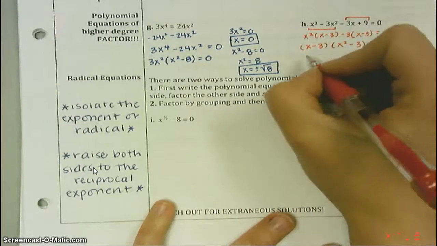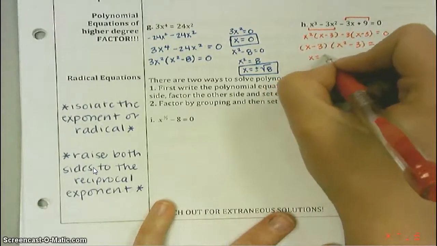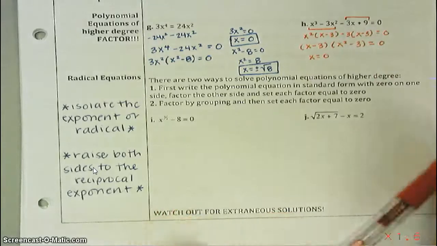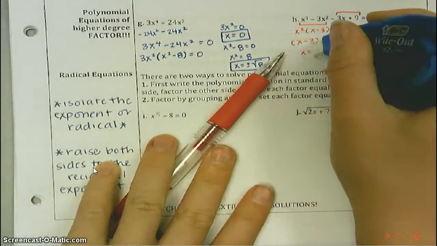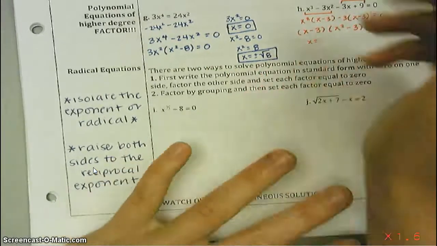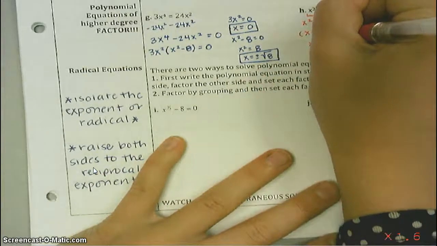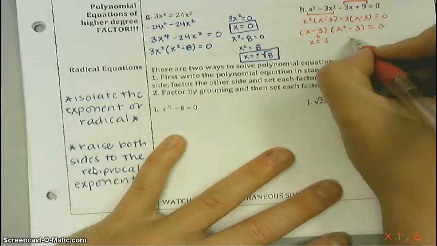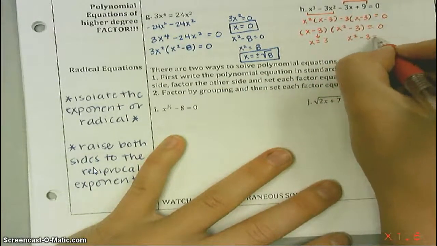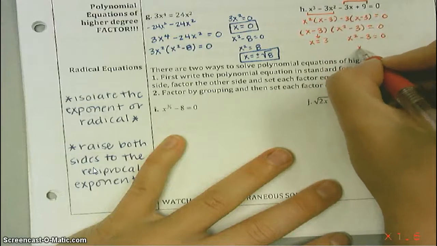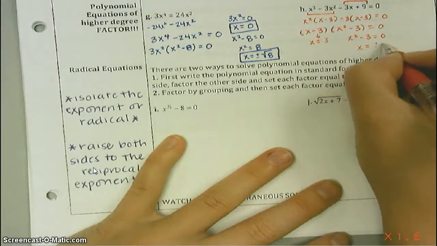Once you have that, you can solve. Here you're going to get x is equal to 3. And then this next one, so here x is equal to 3 for that one. And then for this one, x squared minus 3 equals 0. You can add 3 and then take the square root. So x is going to equal plus and minus the square root of 3.